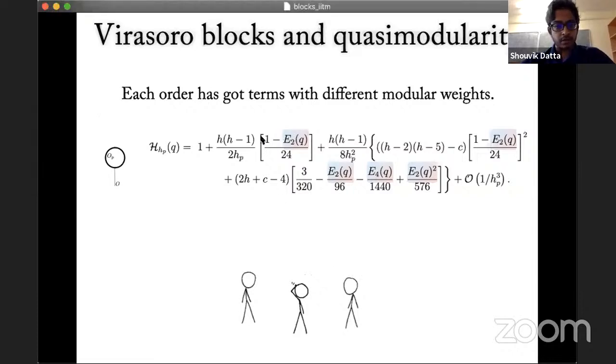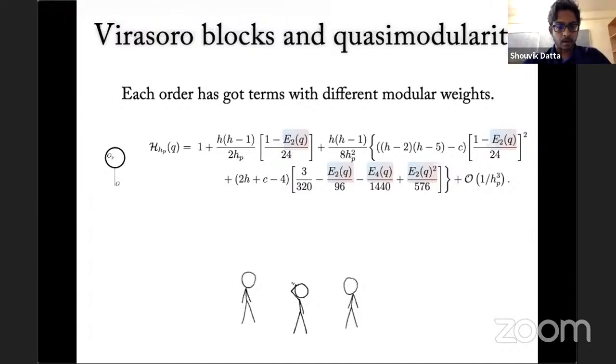However, note that each order has terms with different modular weights. If you look at the second order, for example, and I'm just looking at the torus 1-point block for simplicity, you have E2 squared appearing, as well as E2, which has weight 2. E2 squared will have weight 4. E4 has weight 4. And so you have a mix of terms of various modular weights. So your first reaction is that this is weird. This should not happen, because we expect terms of uniform modular weight to appear at each order.